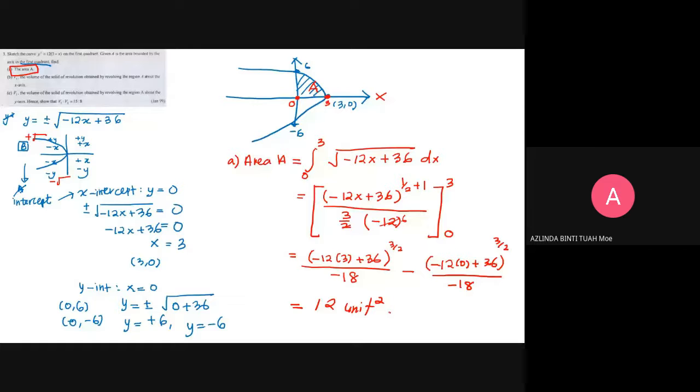Okay, next part. Question B, we have to find the volume with respect to x. Part C, volume with respect to y. So we are going to use the same function, the same limits 0 and 3, but we just have to put pi and square the function for volume. So we are at part B now.